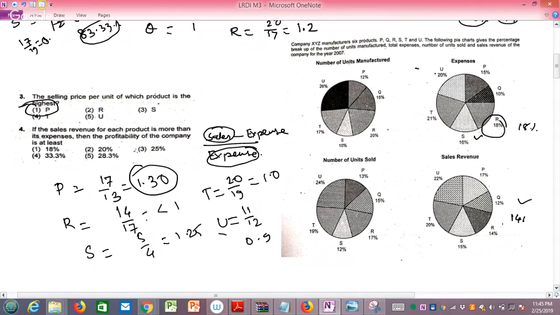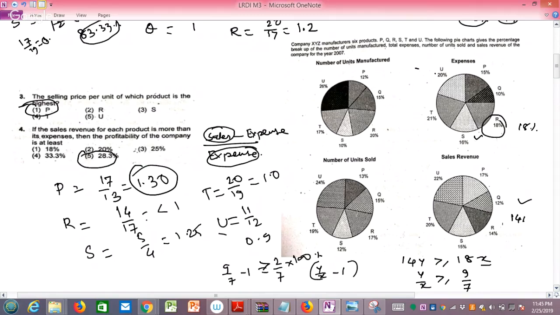Suppose sales revenue is 14y. It should be greater than what? 18x. X is my total expense, so y by x will be greater than 9/7, right? I need to find out y by x minus 1. This is my profitability. So 9/7 minus 1 comes out to be 2/7. So at least it will be 2/7 into 100%, so I will get around 28.3%. So the answer is nothing but 28.3%.